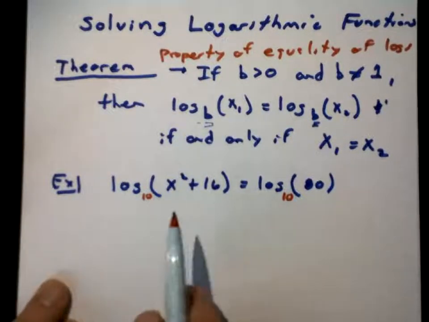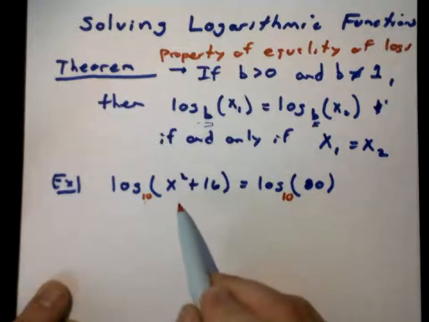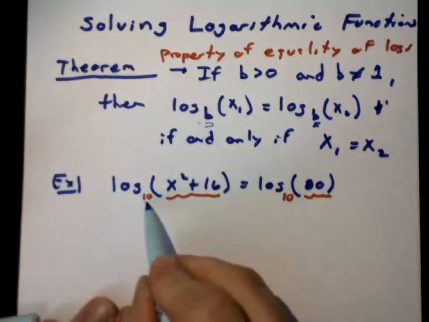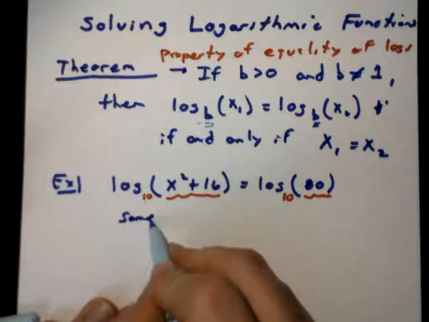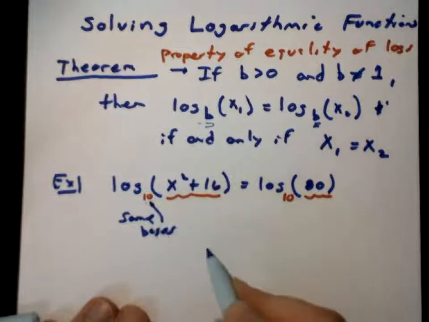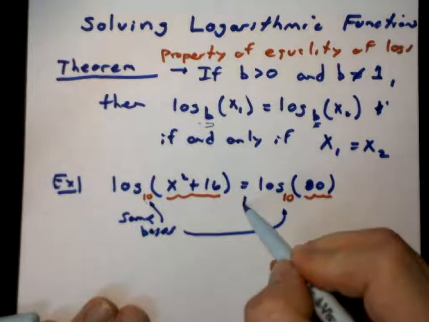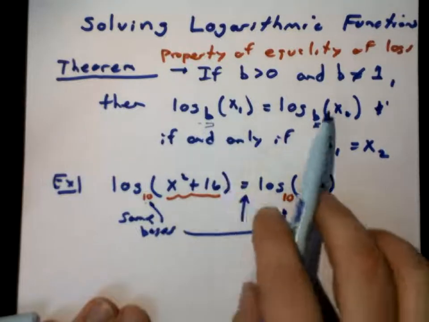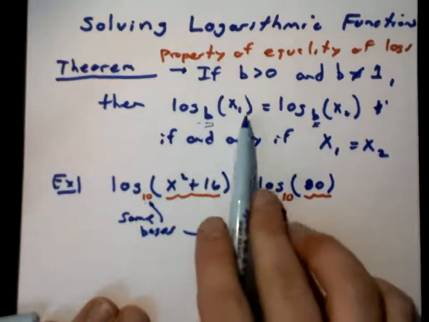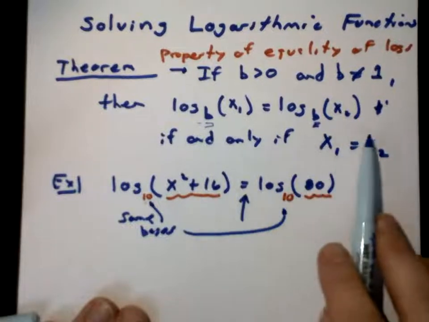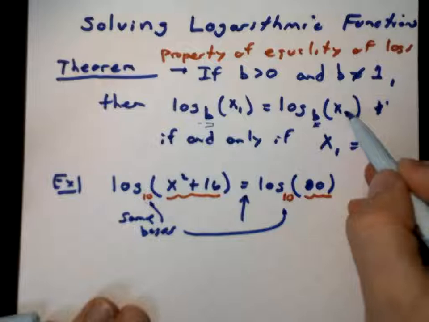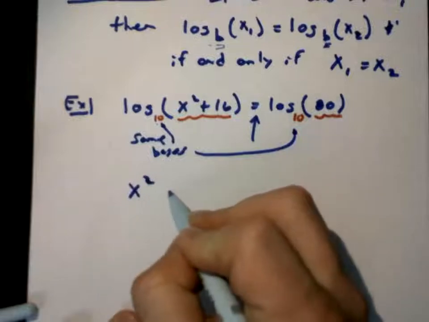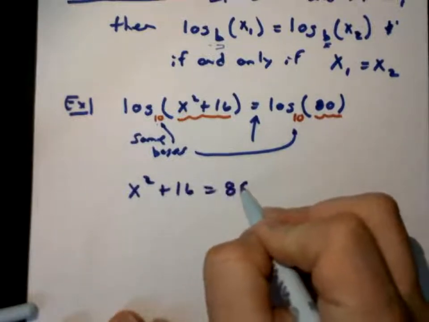So we have log base 10. So that means that these are equal. So you're going to take this and set it equal to that. Since these are the same bases, and they have an equal sign, you're going to take the stuff that's inside and set it equal. That's kind of what this property is saying. This is like the x1 and x2. All right, so we're going to set these equal to each other. So we're going to go x squared plus 16 equals 80.